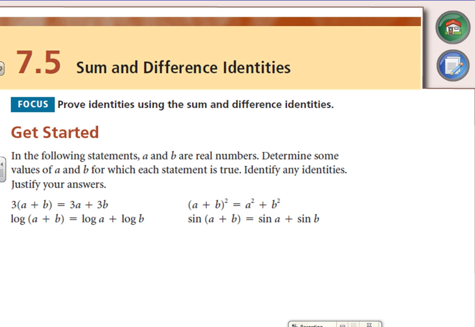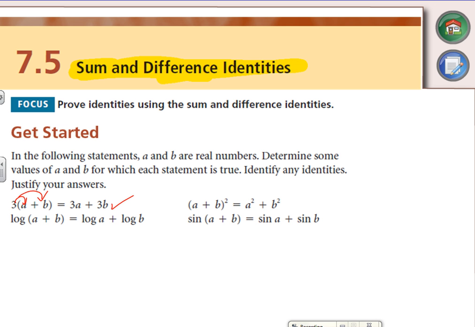And here we start 7.5, everyone's favorite sum and difference identities. Getting started here with seeing what works, what doesn't work with other types. 3(a plus b). We can distribute in a 3. That's a multiplication property. We will get 3a plus 3b. That one will work, no problem.